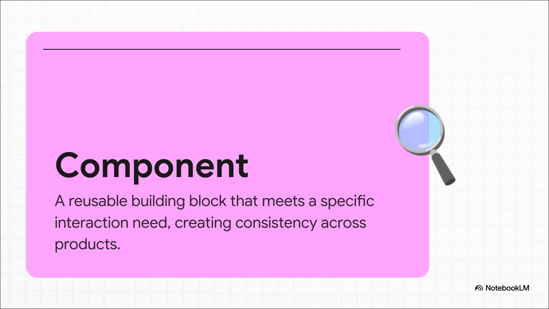Honestly, the absolute best way to think about components is to picture them as Legos. Yeah, just individual Lego bricks for your digital product. Each one is a simple, self-contained thing, a button, an icon, a text field, and the whole point is that you can reuse it over and over and over again to build stuff with perfect consistency.